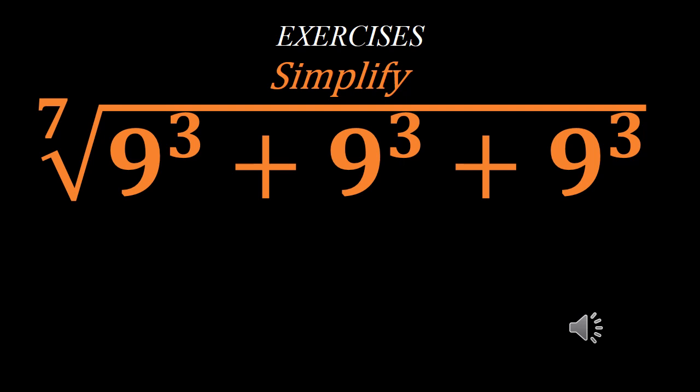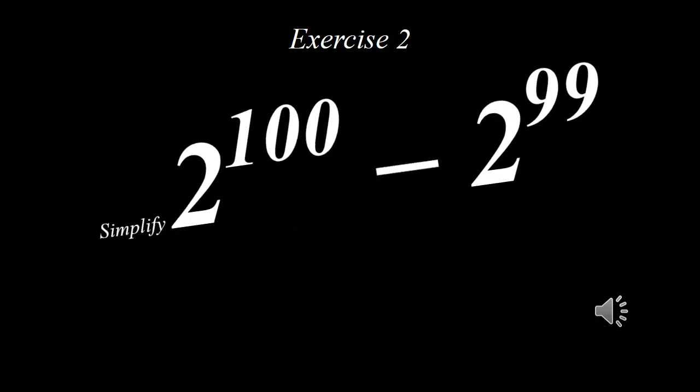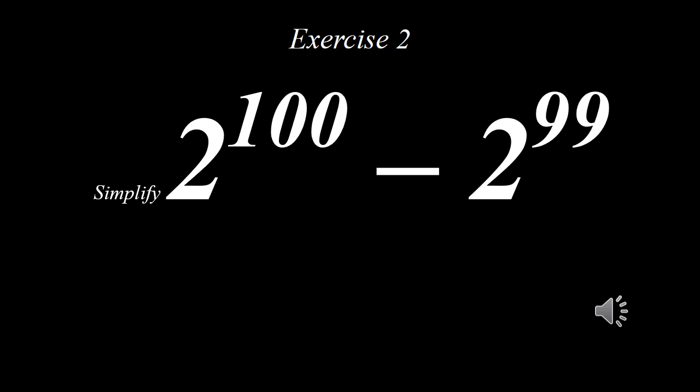So our exercise number 1 for assignment is root of 9 raised to power 3 plus 9 raised to power 3 plus 9 raised to power 3. Simplify. Exercise number 2 says simplify 2 raised to power 100 minus 2 raised to power 99.